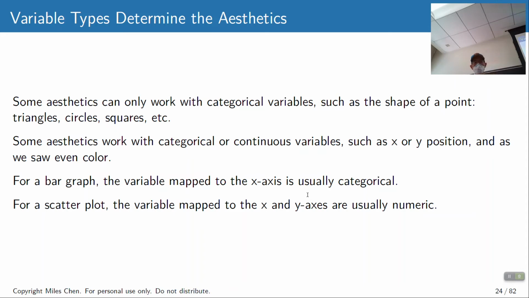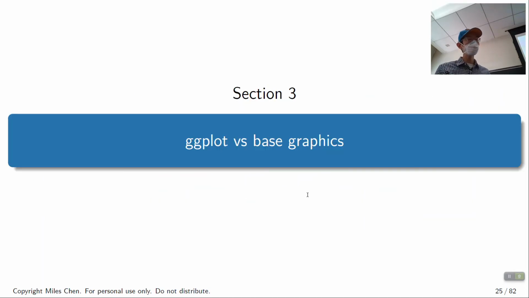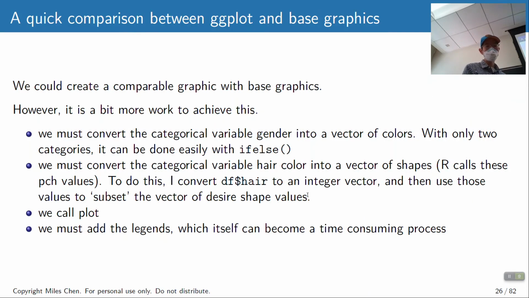Okay? Some aesthetics work with categorical or continuous variables, such as the x position or y position. Even color could work that way. When you do something like a bar graph, the variable mapped to the x-axis is usually categorical. It'll be like category 1 is this position on x, category 2 is the next position on the x, category 3 is the next position on the x. Okay? When you create a scatter plot, generally x and y will be numeric. Okay? But those aren't required.